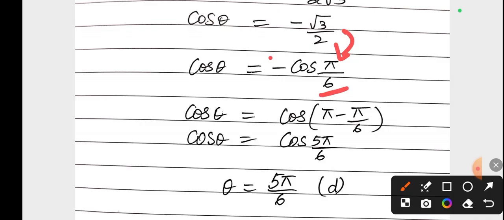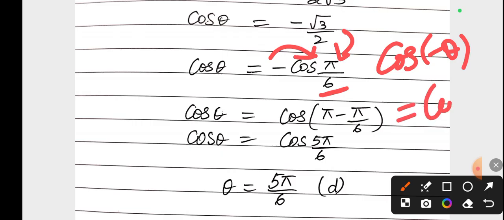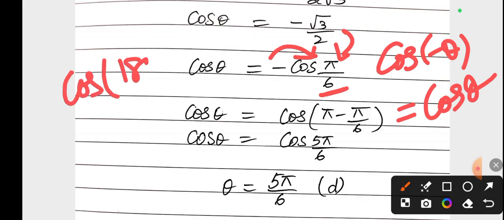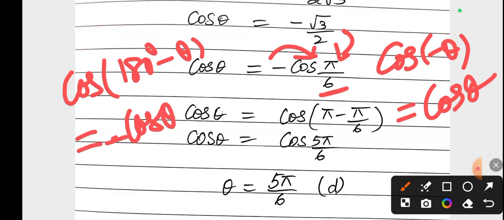So the minus will come inside. Cos of minus theta is minus cos theta? No, that is plus cos theta, because cos and secant are even functions. So we write cos of 180 minus theta, that is nothing but minus cos theta. This we have used even in the inverse chapter. So cos of pi minus pi by 6 is nothing but 5 pi by 6.